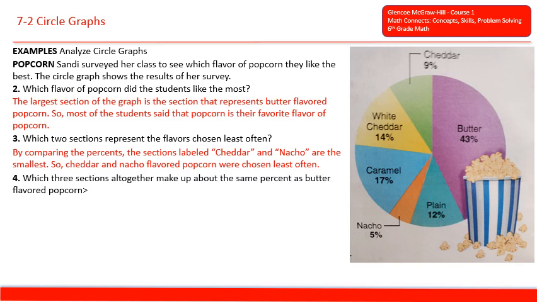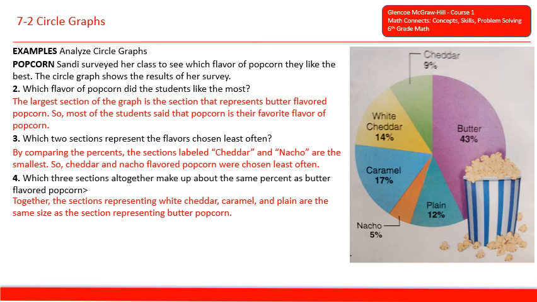Which three sections altogether make up about the same percent as butter flavored popcorn? So that gets a little tough, right? A little trial and error. So if we go with white cheddar is 14 plus caramel is 17, so that's 31. And then plain is 12. Would that give us 43? So we do white cheddar, caramel, and plain. That's right, because there's another cheddar. So that's what we said, right?